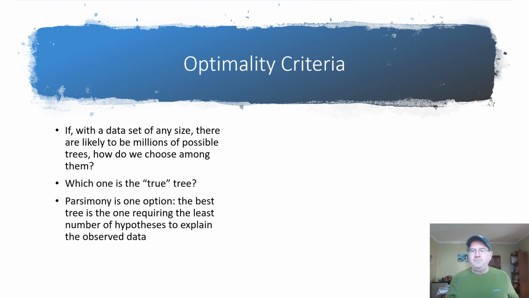The first one is our old friend from last time, the parsimony argument. So for this criterion, if you're using parsimony, you're saying basically the best tree is the one that is going to require the least number of ad hoc hypotheses to explain the observed data. So let me give you an illustration of what that means.